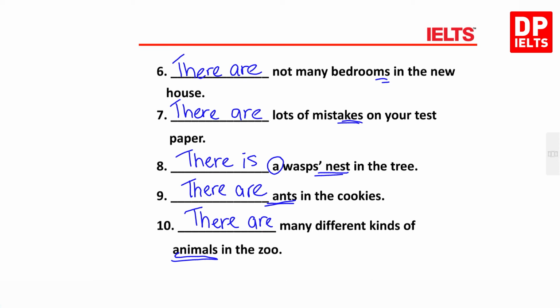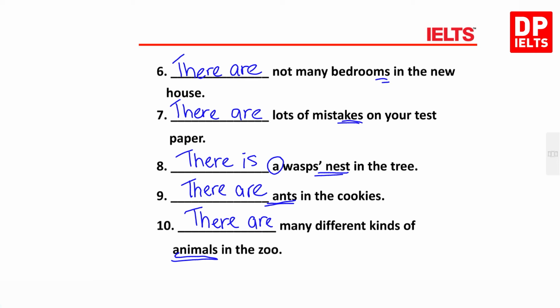Dash a wasp's nest in the tree. There is a wasp's nest, a honeycomb, in the tree. So it's singular, a wasp's nest. There is a wasp's nest in the tree.